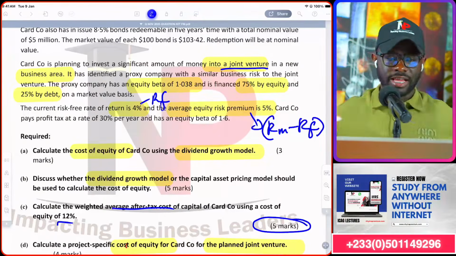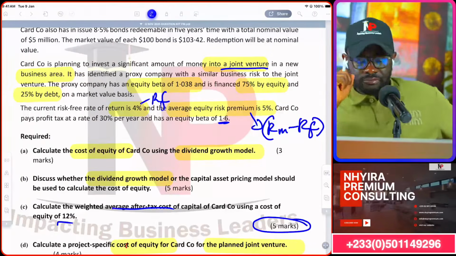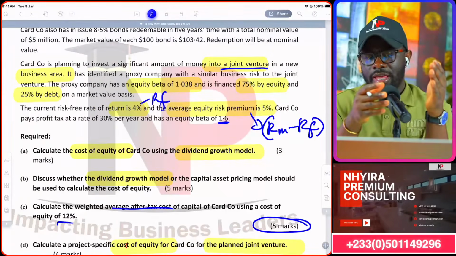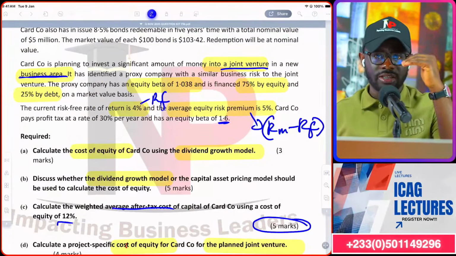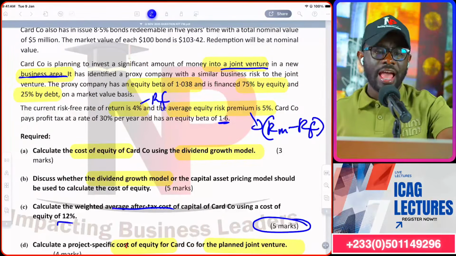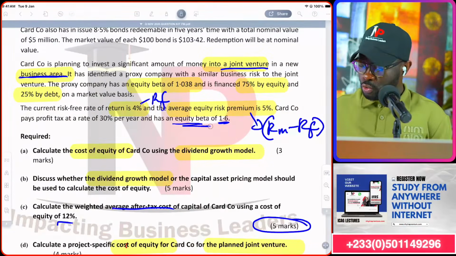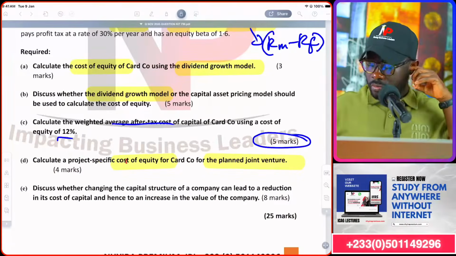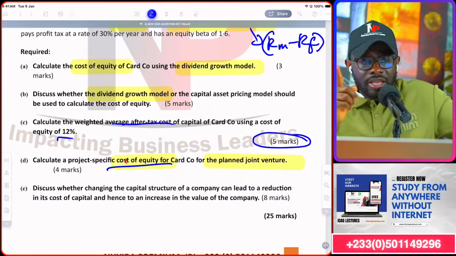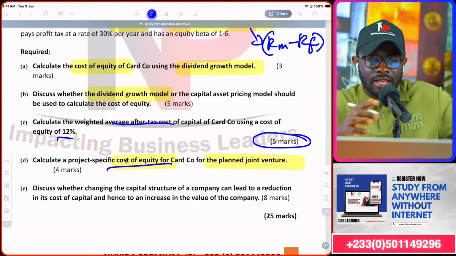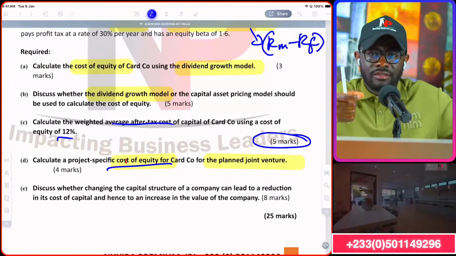CADCO pays tax of 30%, and they have an equity beta of 1.6. So this is what I was telling you about. If you ignore the fact that they are in a new business area, or they are going to do a joint venture in a new business area, and you use this equity beta of 1.6 here to calculate the cost of equity of CADCO, you are wrong. Why? Because the question said calculate a project specific. So let's go.